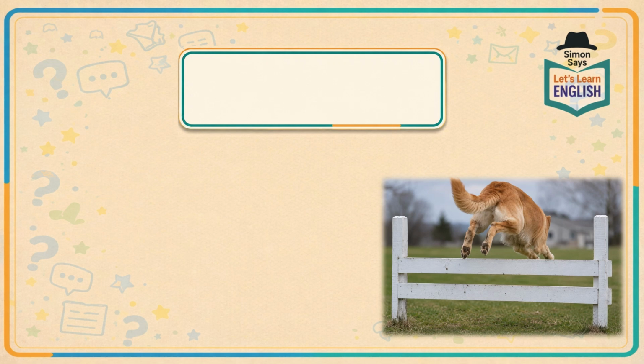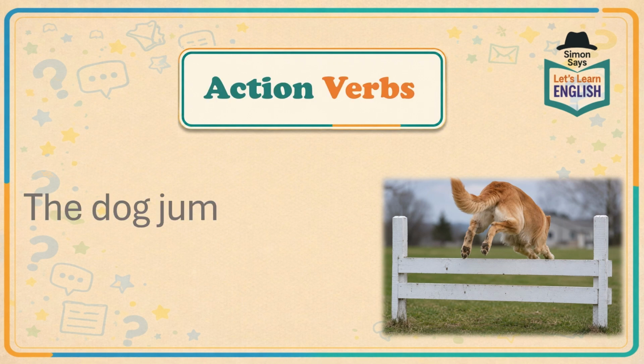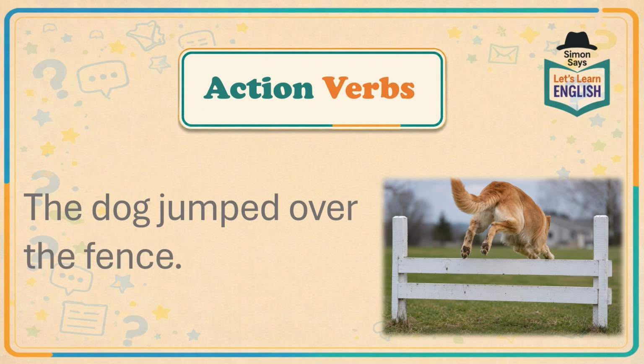Right, now that you've understood what a verb is, let's take a look at different kinds of verbs in English. Some verbs describe actions. These are called action verbs. For example, the dog jumped over the fence. Now, in this example, the word jumped describes an action that the dog did. Therefore, the word jumped is an action verb.